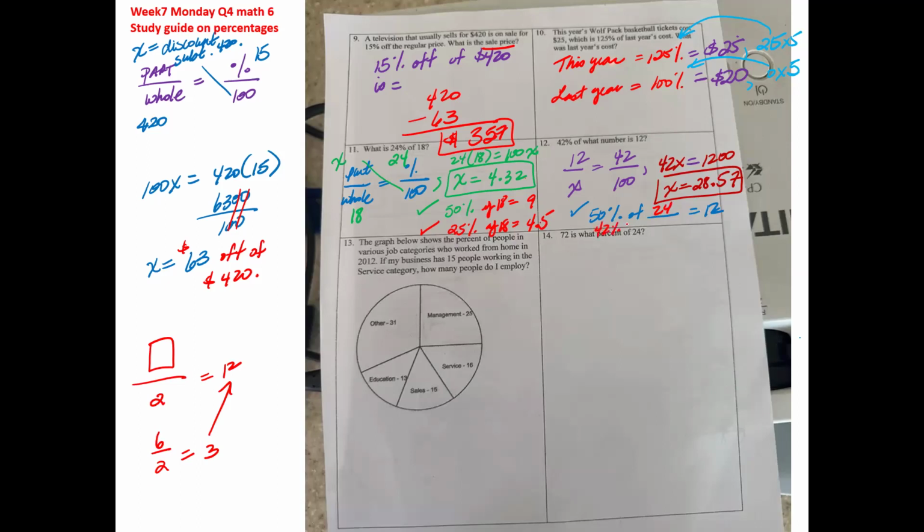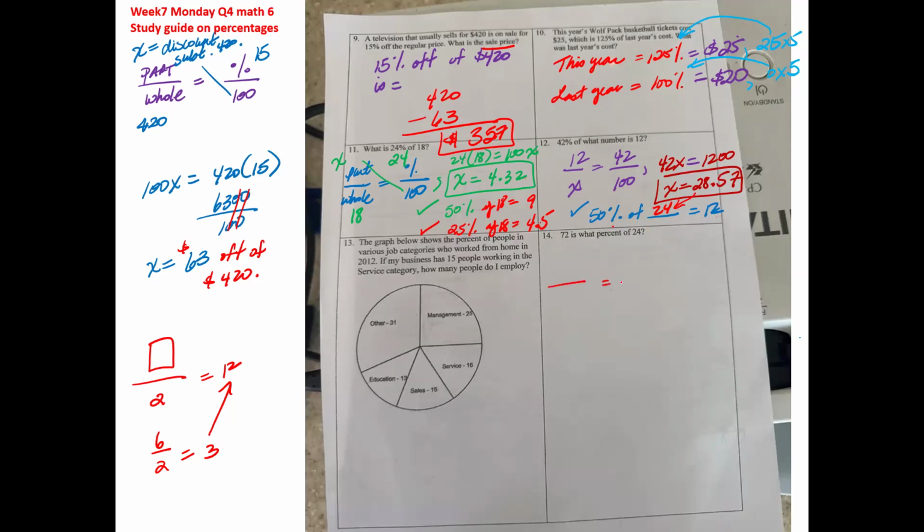42 is close to 50, isn't it? So 42% of 24, is that going to be bigger than 12 or smaller than 12? Bigger. It actually doesn't even matter, because 50% of 24 is 12. So then 28 is pretty close to that number, isn't it? So it's good.